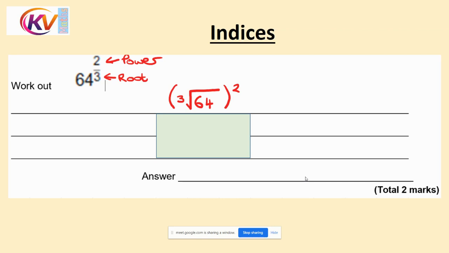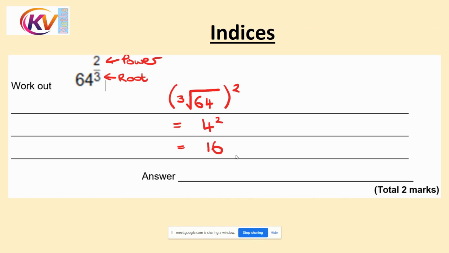So the cube root of 64 is what number times by itself, times by itself, times by itself again, will give us 64, which is 4. And then I need to square that, giving me 16. So you've got your 2 marks there. Your first mark would come from the top line, so the cube root of 64, then squared. And then obviously the second mark for getting 16 correct on that one.